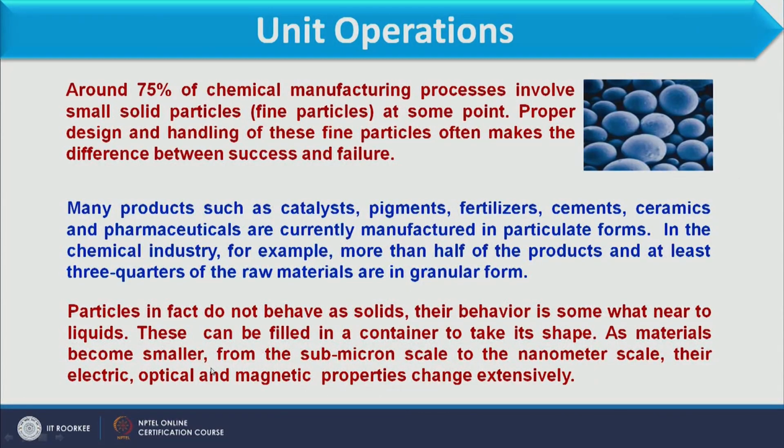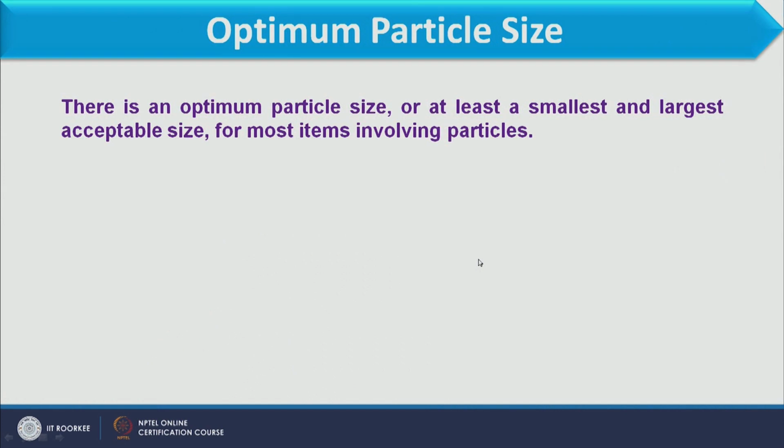So, as material becomes smaller from submicron scale to nano scale, their electric, optical and magnetic properties change extensively. So, what is the meaning of this? That when we consider different particle sizes, their properties change, and therefore, they behave differently. Therefore, the failure and success of the product depends on the particle size, because it changes the property of the material.